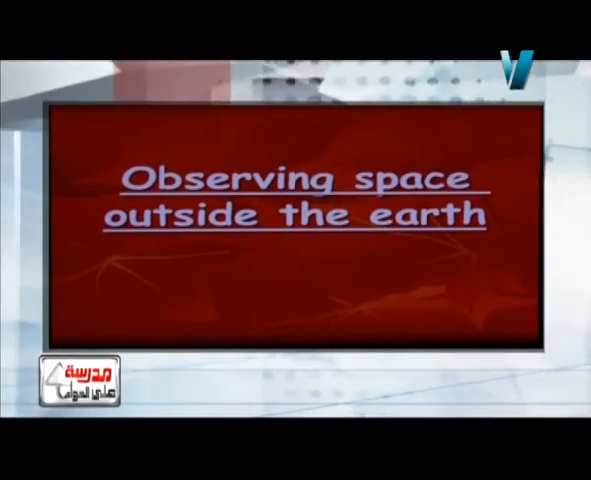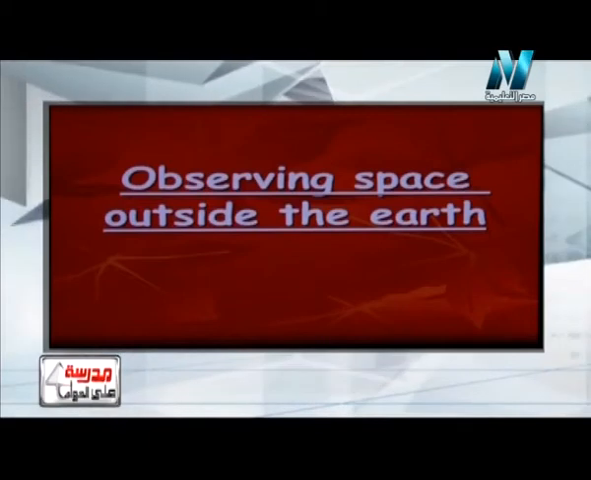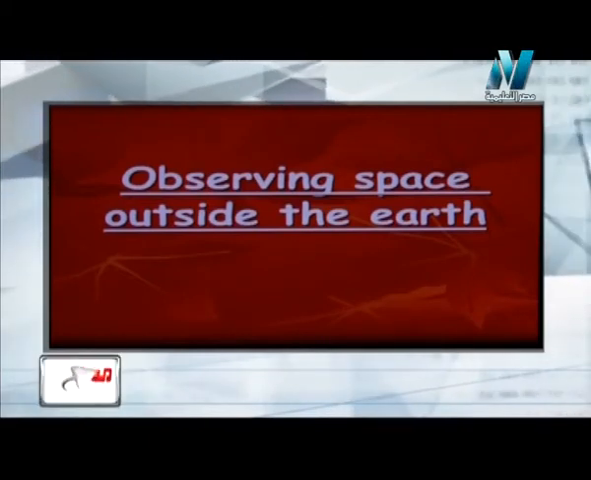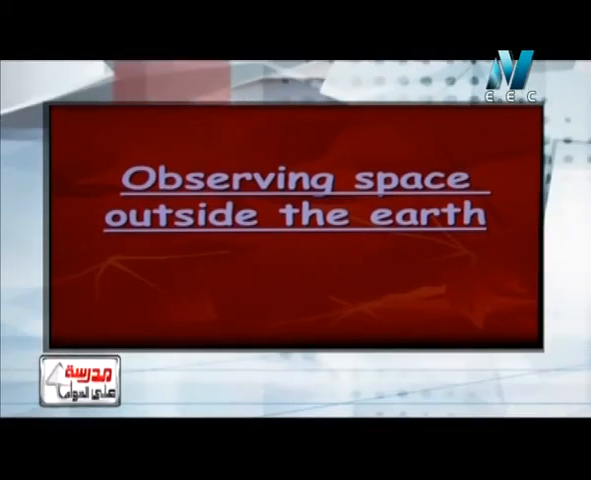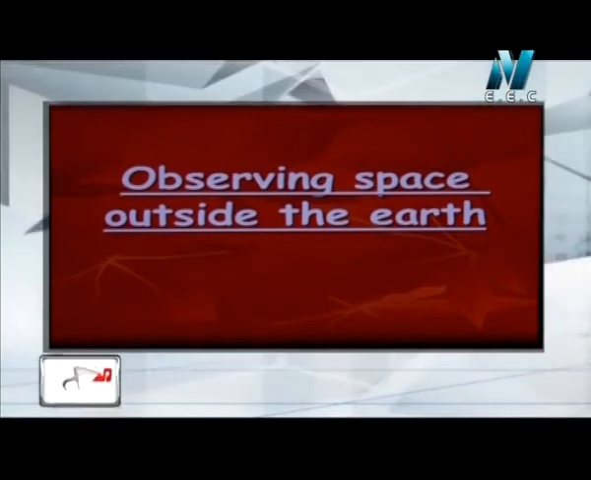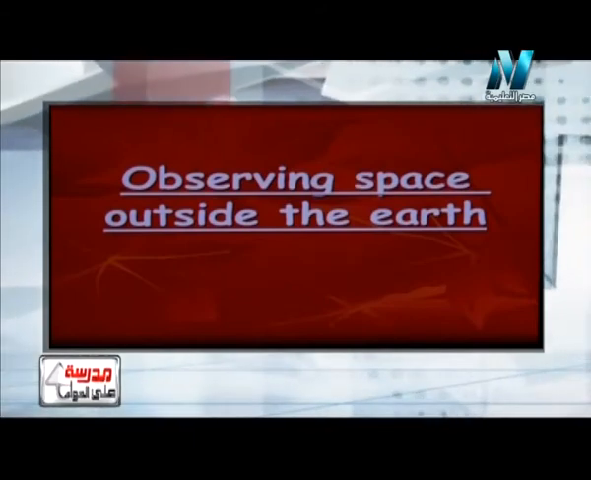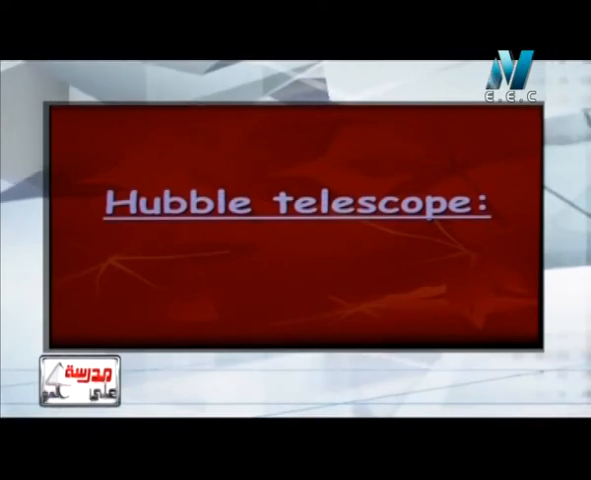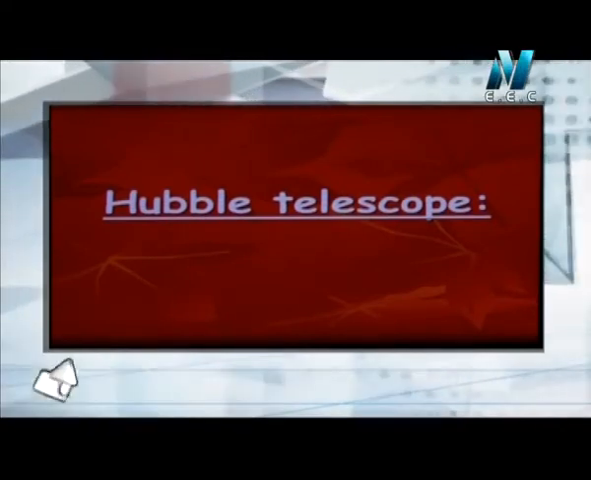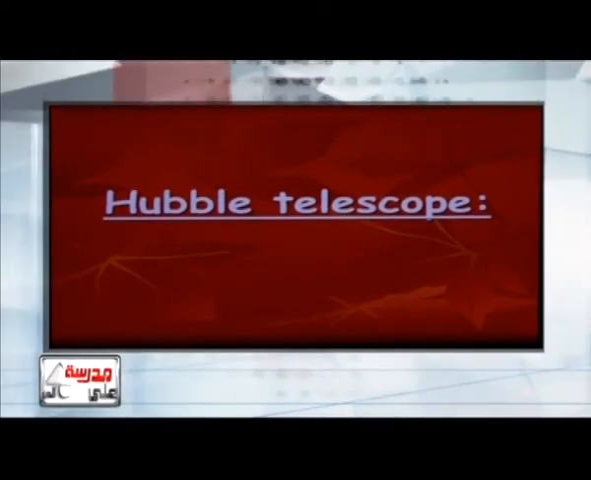We can explore space from the Earth by telescope, and outside the Earth by a satellite. Again, we can observe space from the Earth by the telescope and observe space outside the Earth by the satellite. So, what is a satellite? A satellite is a device which observes the space outside the Earth.